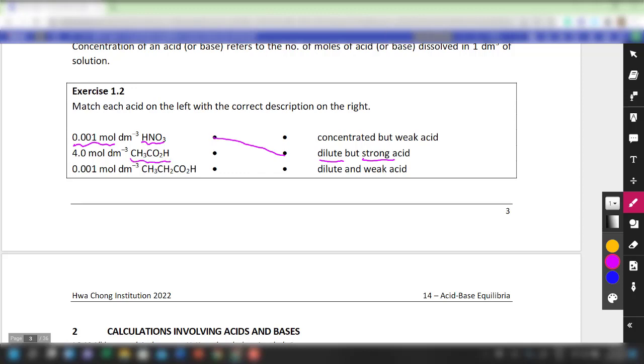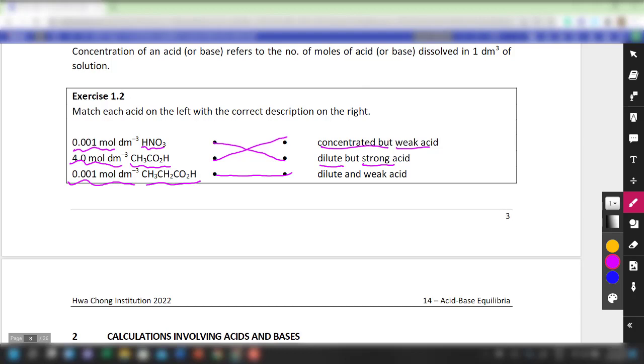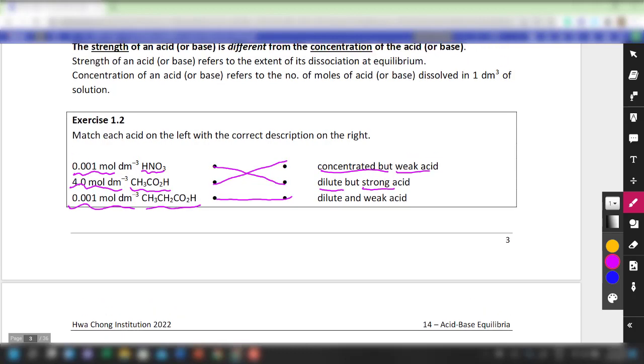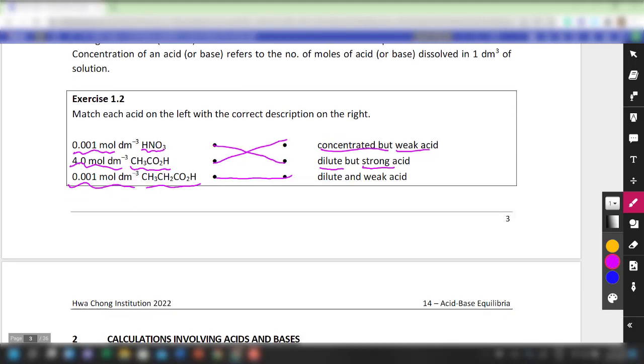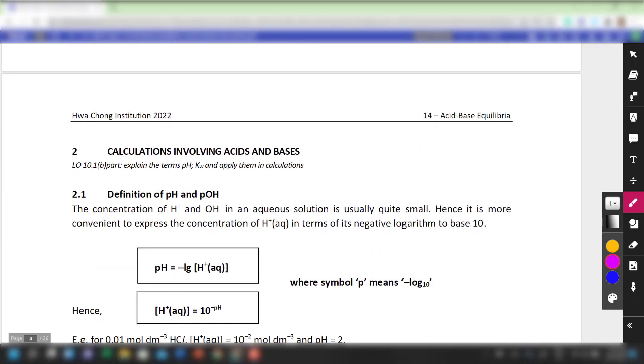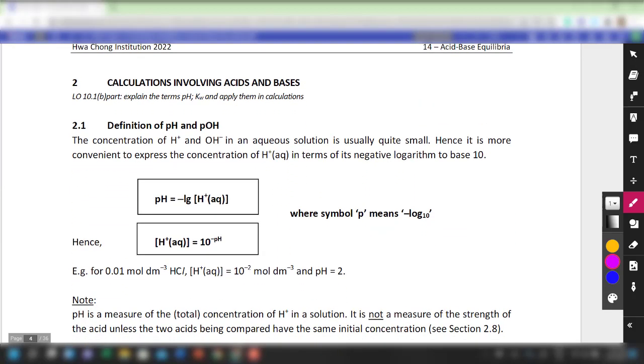Ethanoic acid at 4 moles per dm cube, pretty concentrated. Yeah, so ethanoic acid is a weak acid, but this concentration is quite high, so it's a concentrated weak acid. Okay, this is a very dilute weak acid, so it's a dilute and weak acid. Do take note that there's a difference between something that is concentrated and its strength. It's very important for you to distinguish that.